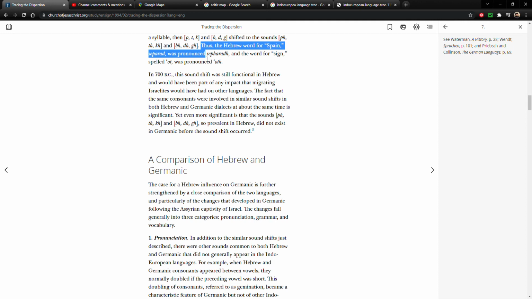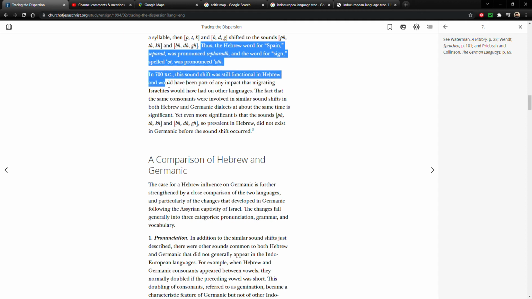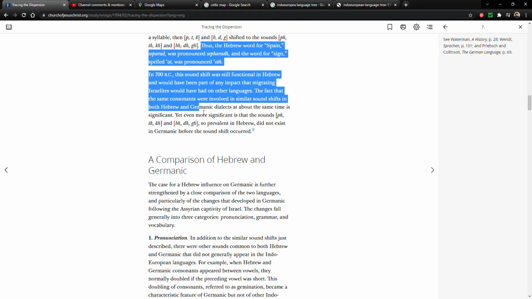Sorry, Sepharad. And the word for sign, spelled OT, was pronounced OTH, or Oth. Okay. In 700 BC, this sound shift was still functional in Hebrew and would have been part of any impact that migrating Israelites would have had on their languages. The fact that the same consonants were involved in similar sound shifts in both Hebrew and Germanic dialects at about the same time is significant.